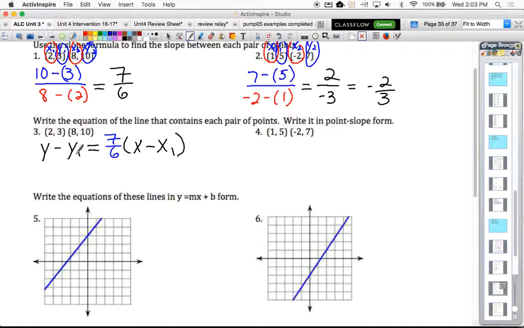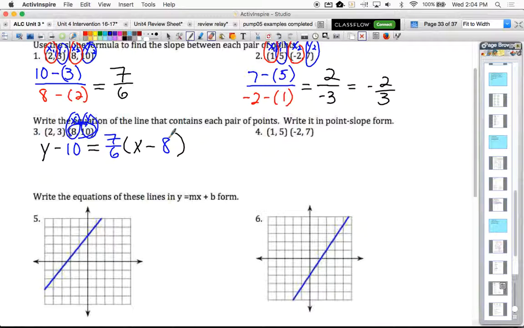And all you need is one of these points. So you can either use the 2, 3 or the 8, 10. And so let's just say we're going to use the 8, 10. So remember, a point has an x value and a y value. So the y value for that point is going to go in this spot. So the 10 is going to go here. And then the x value for our point is going to go in the x1 spot. So the 8 goes here.